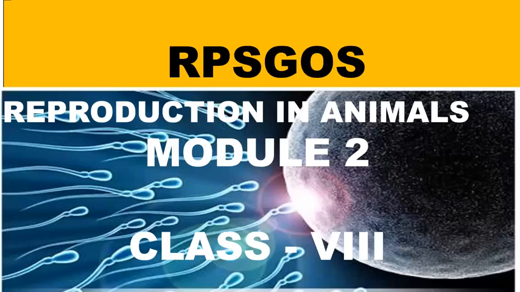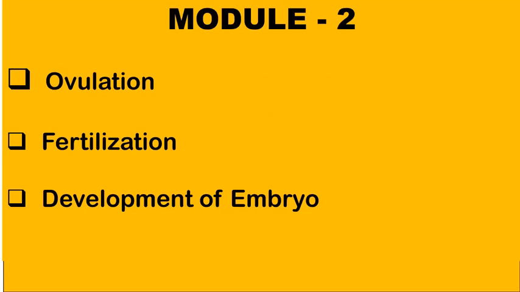Today, we will continue with Module 2 of the chapter Reproduction in Animals. In this Module 2, we will learn about ovulation, we will learn about fertilization, and then we will learn development of embryo.